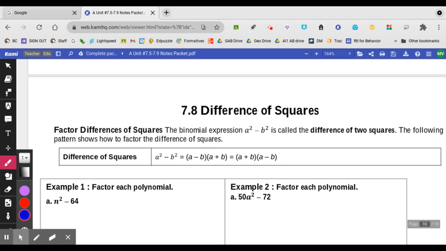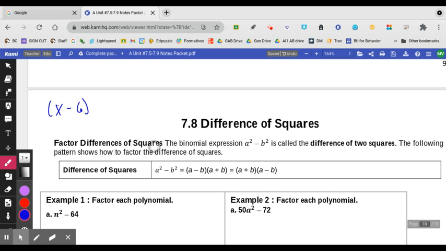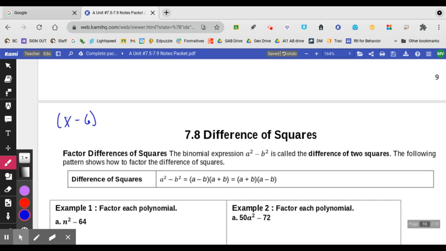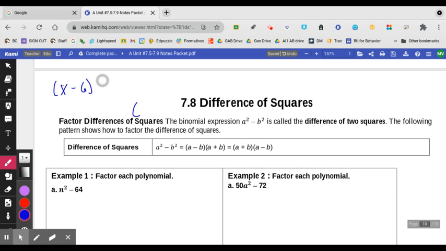So first, what I would like you to do is x minus 6 times x plus 6. I would like you to pause, and I would like you to do this multiplication problem. So if you remember, when we have the same thing but separated by a plus and a minus, you can just square both. Or we can do our double distribute.